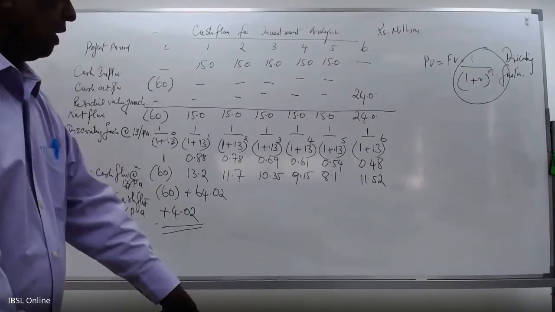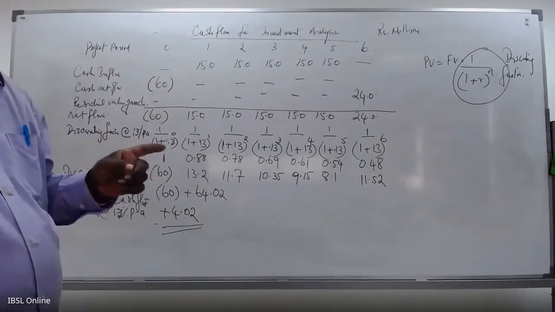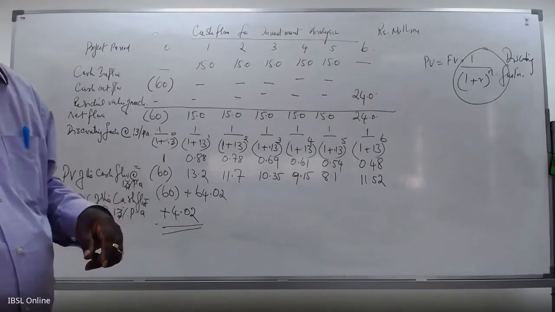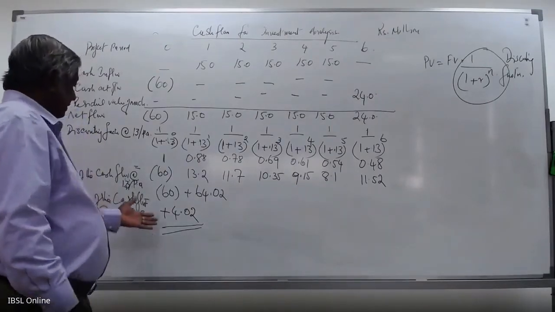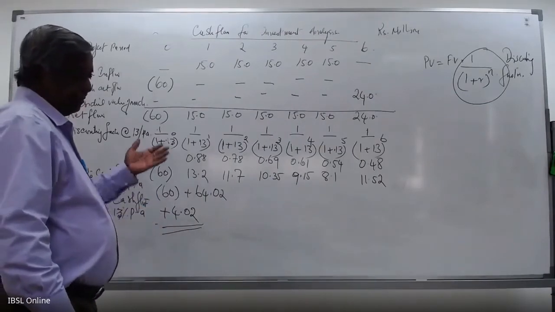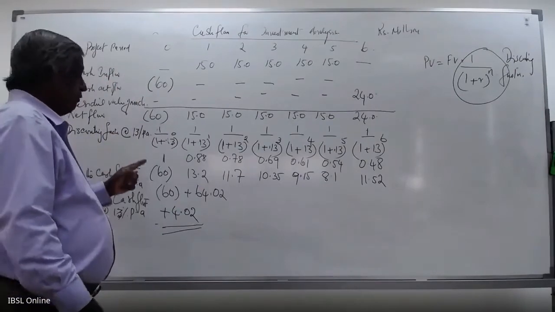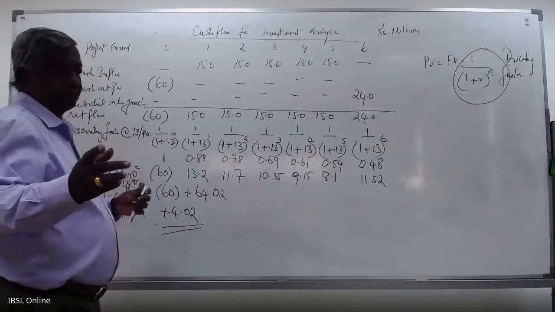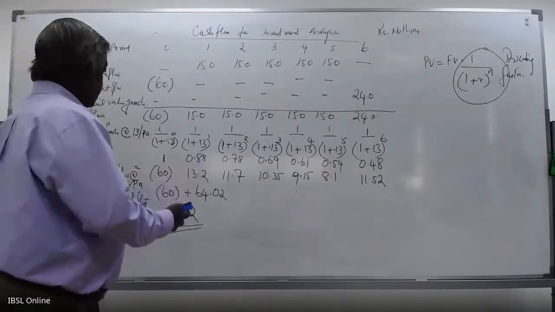Now I will erase this, but I want to keep one figure. At 13% it is plus 4.02. At 18% it is minus 4.02. Okay, right. So I will erase it. You all have noted.